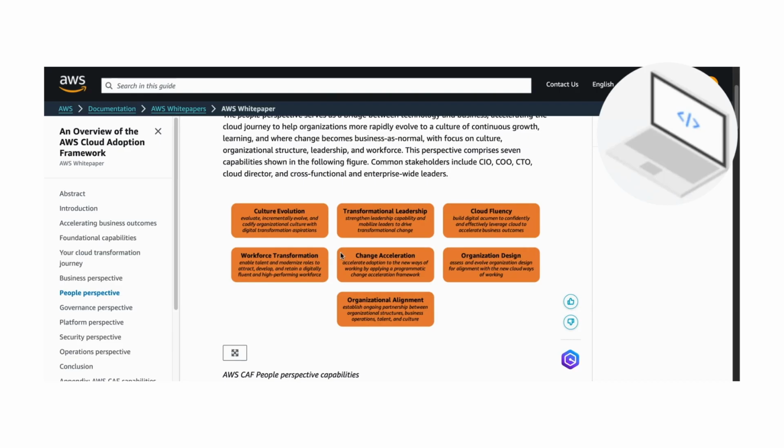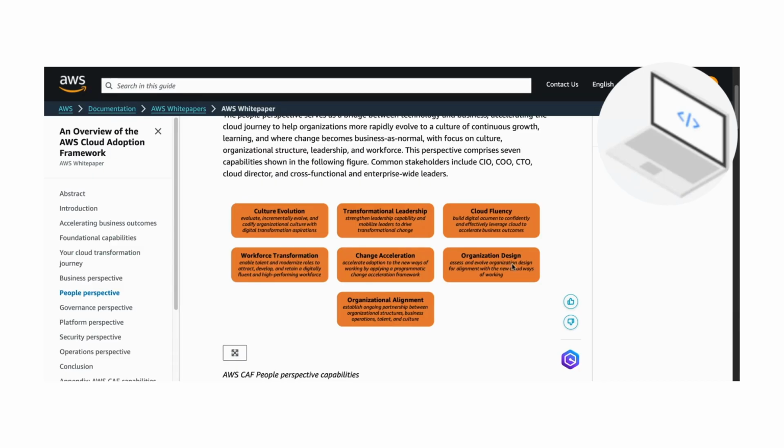Then there's change acceleration. Cloud transformation brings significant changes, and we need to manage these changes effectively to ensure success. Applying a structured change acceleration framework can help us align our organization and minimize disruptions. This involves identifying potential impacts on people, culture, and roles early on and developing a comprehensive change strategy. We should also set up mechanisms to track progress, celebrate early wins, and ensure that the changes stick over the long term.